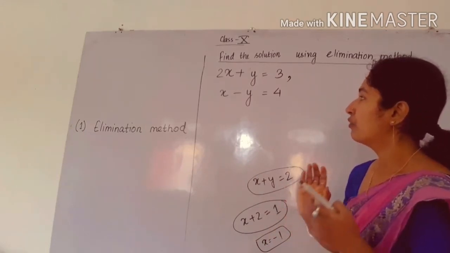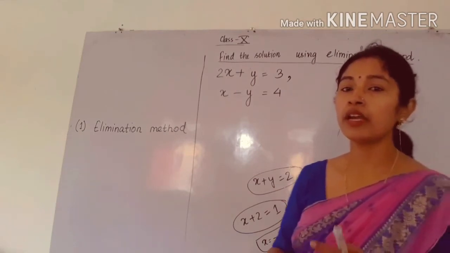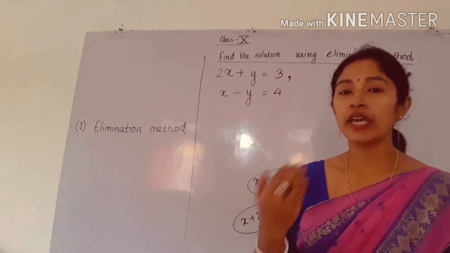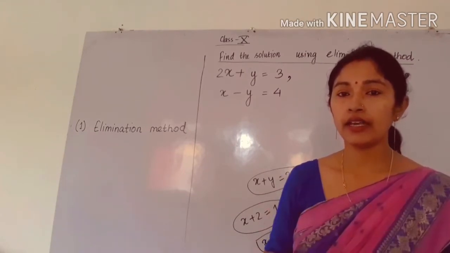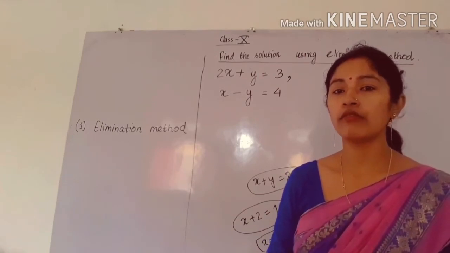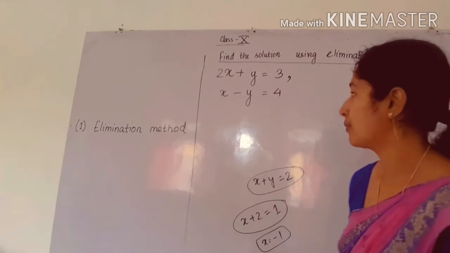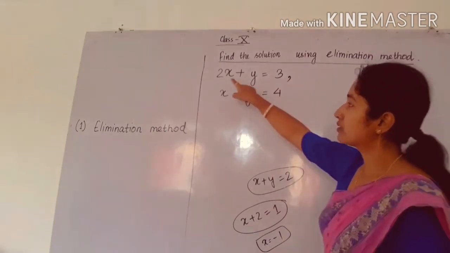So for finding the exact solution, we have to eliminate one variable. By eliminating one variable, we can generate a third equation. In that case, in the third equation, we have only one variable, so we can easily find the solution of that variable. For example, see here the two equations.